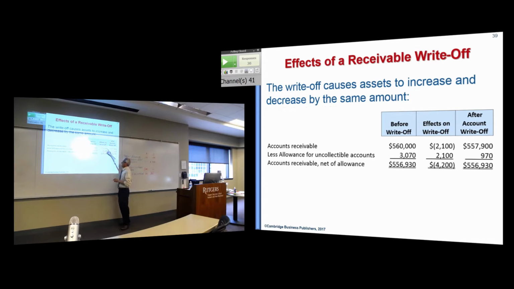Because again, you're writing off exactly the same amount of the receivable as you are against the allowance account. So the allowance account is reduced by 2,100. So are the receivables. Those accounts are reduced by the same amount, and the net realizable value does not change. You have fewer receivables, and you have less in that allowance account.